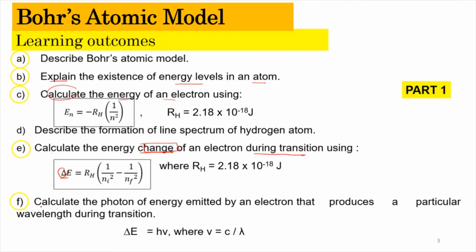Last but not least, we're going to calculate the photon of energy emitted by an electron that produces a particular wavelength during a transition. So this is also a formula given here. This is covered in part 1 of the video, which is this video. The next subtopic, we're going to look into in the next video, which is part 2. So without any further ado, let us start with part 1 of the video first.